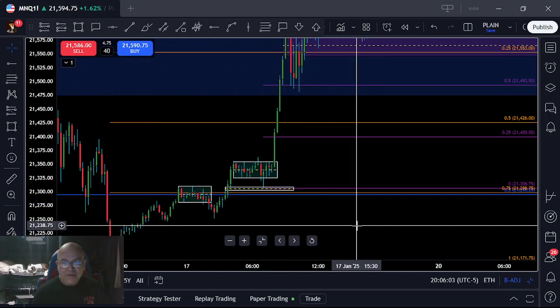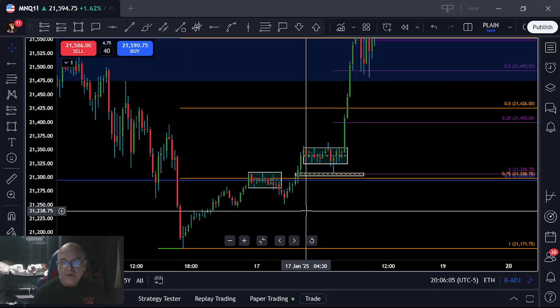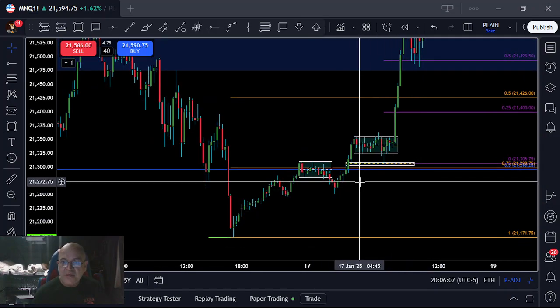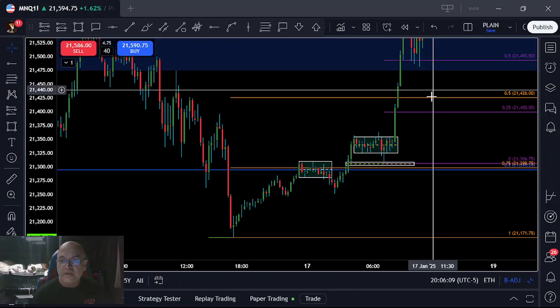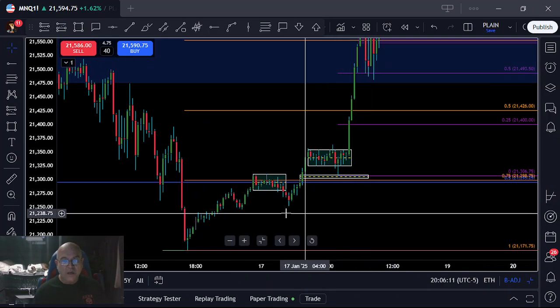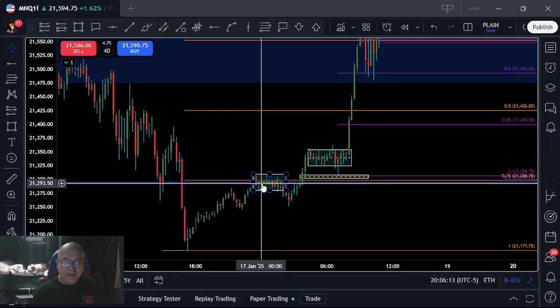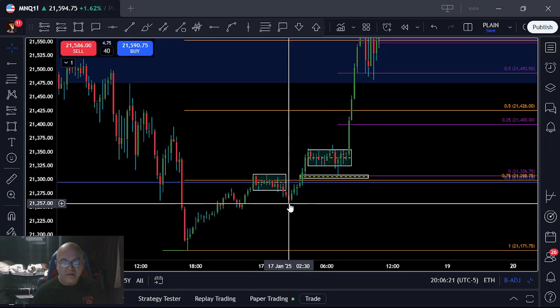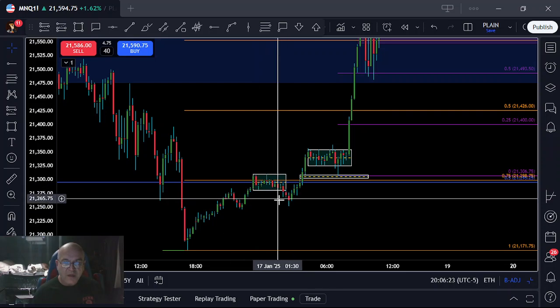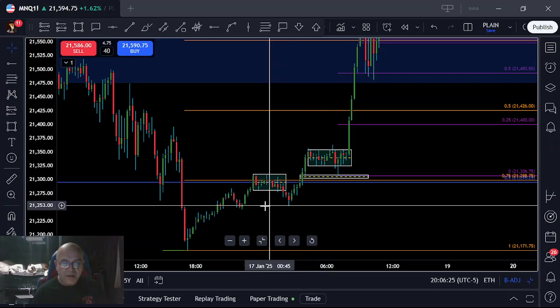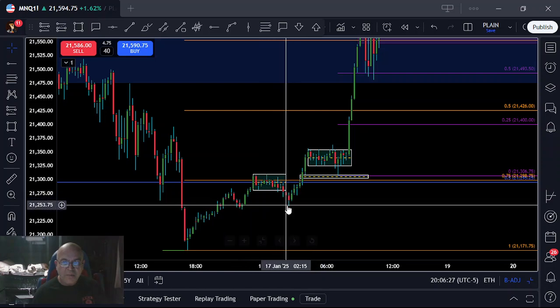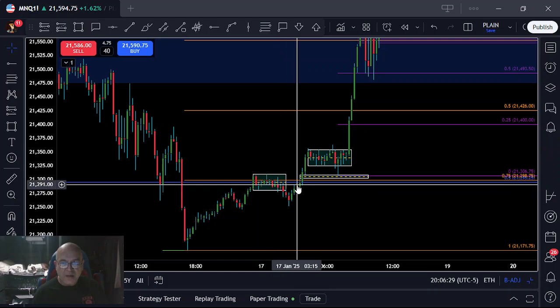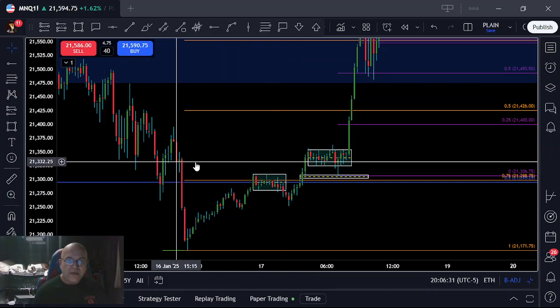All right, so this morning we had a great opportunity. I was still sleeping. I was up till 4 in the morning and did not get up till about 11 o'clock. But in the pre-market, from midnight to the London pre-market, we had this 15-minute range. The London pre-market went down, did not break the low, and started to come back up and went back into range.